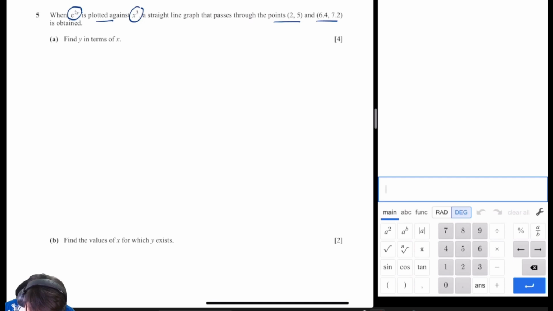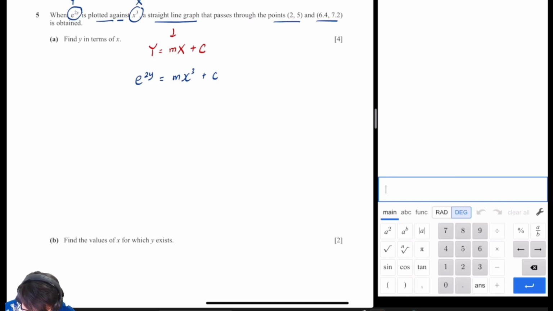Since we're talking about a straight line graph, you obviously cannot run away from y equals mx plus c. Knowing which one is y and which one is x is the determining factor for this. So this surely will be the y, against the x. Remember, it's always y against x. So e to the power 2y is equal to m times x cubed plus c.